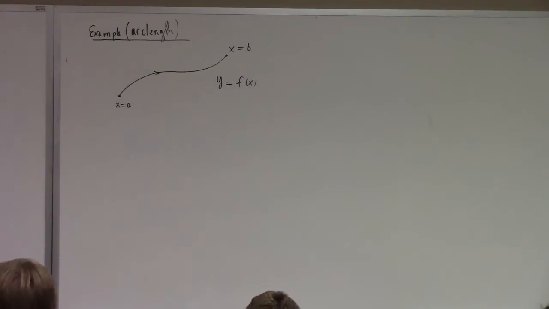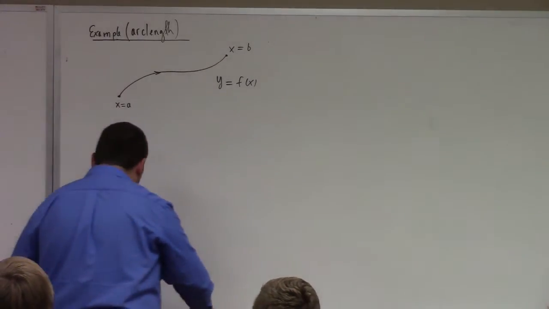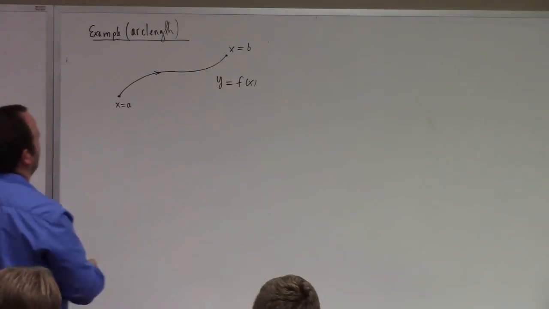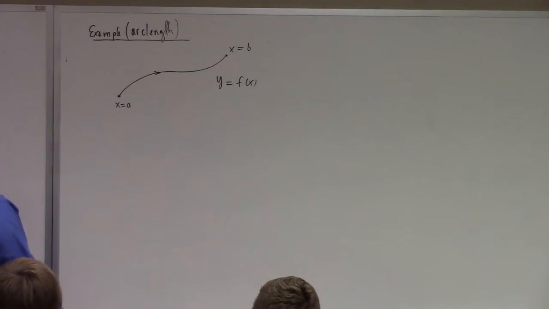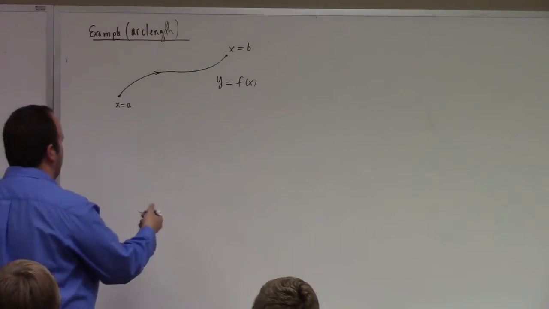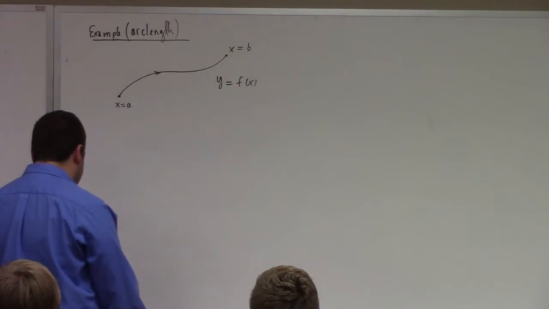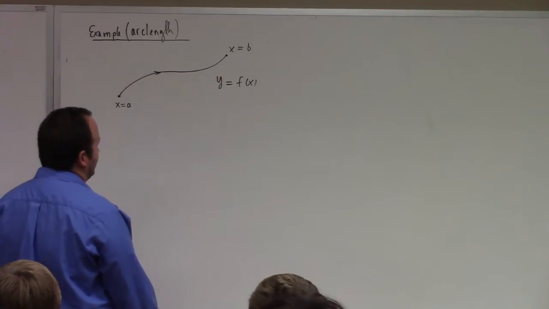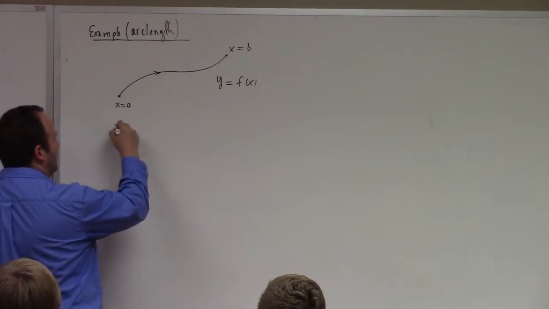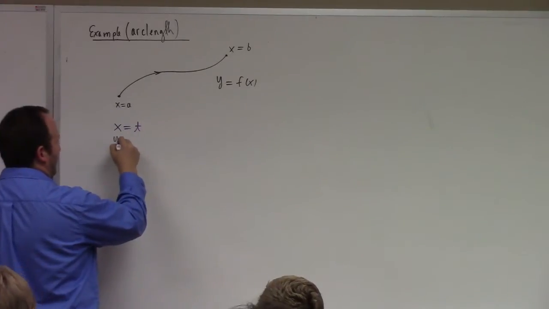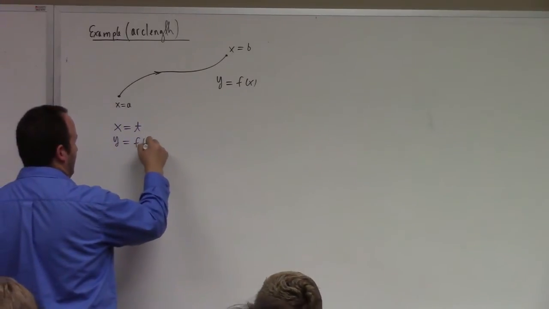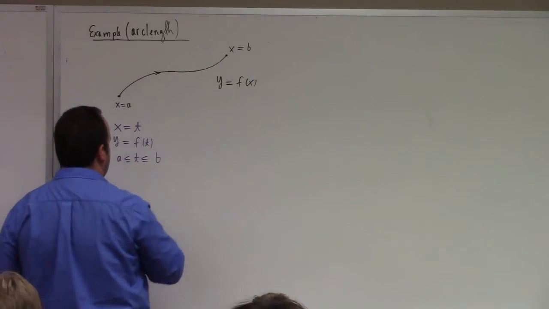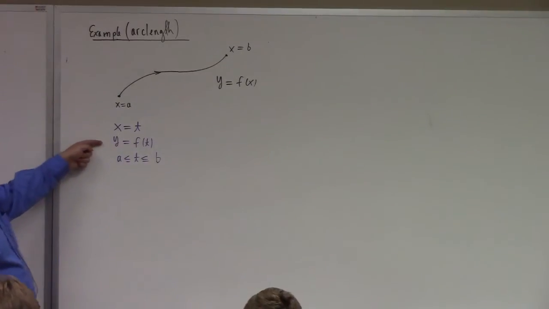So what I do is I think about the length of a little, and you know, I can't do it. I can't bear it. I have to talk parametrically to you guys. I guess I'm not supposed to, but I really want to. Why not? Do it. All right, so parametrically we have x equals t, and y is equal to f of t, for a less than or equal to t less than or equal to b. So this is my x formula, this is my y formula.